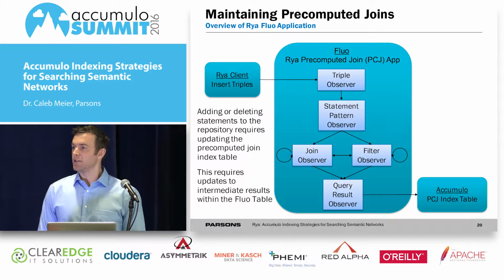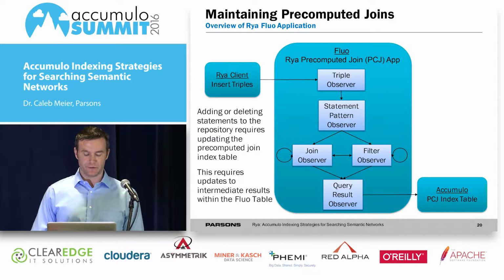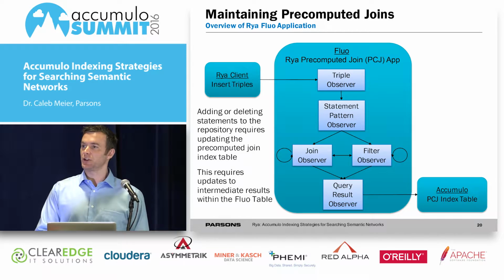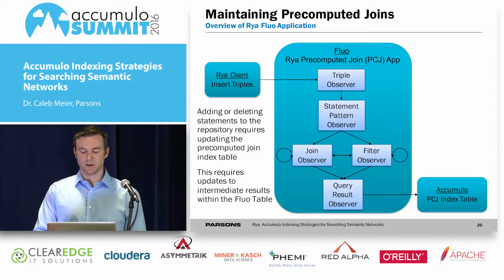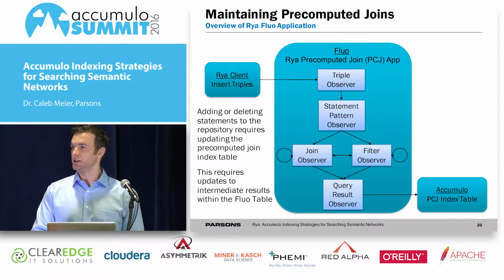And the path that your updates take through this chain of observers in large part has to do with the metadata that's written to the table for the particular query. At the end of the day, either the join observer or the filter observer are going to be at the top of your query, and they end up pushing the results to the query result observer, which is in charge of pushing the results to the external Accumulo table.